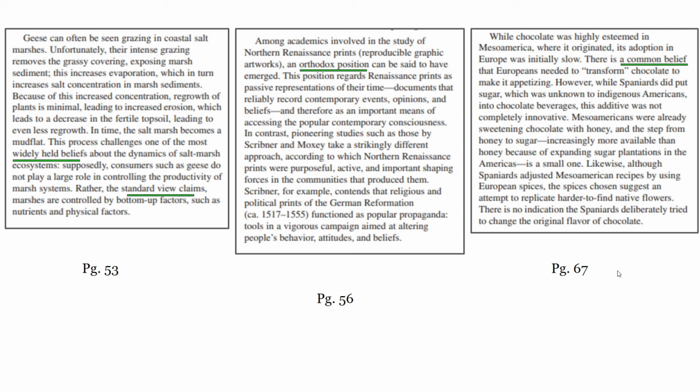And so if we look through all 3 of these, you can see they mention in the first one, widely held beliefs, standard view, right? In the second one, orthodox position. In the third one, common belief. So all of them are establishing at some point that there is a traditional way of thinking about things or an orthodox position that exists.